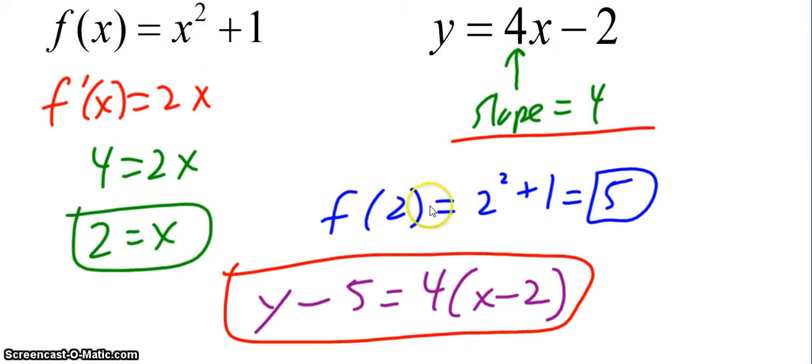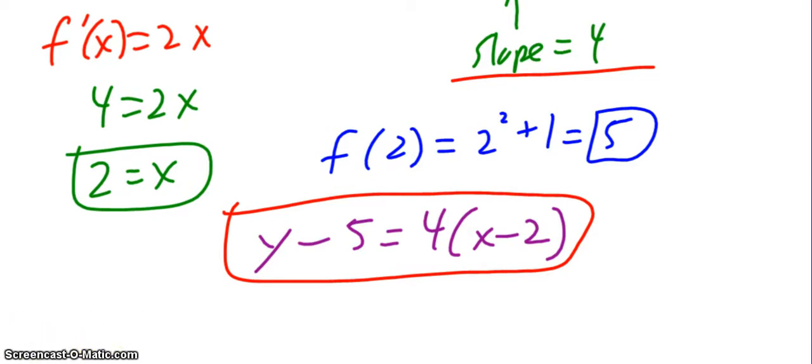Then I can plug that back into the original function so that I can find the y value. So remember, this line here, the only thing we're using that for is its slope. So I get a y value of 5, so then I write my answer in point slope form.